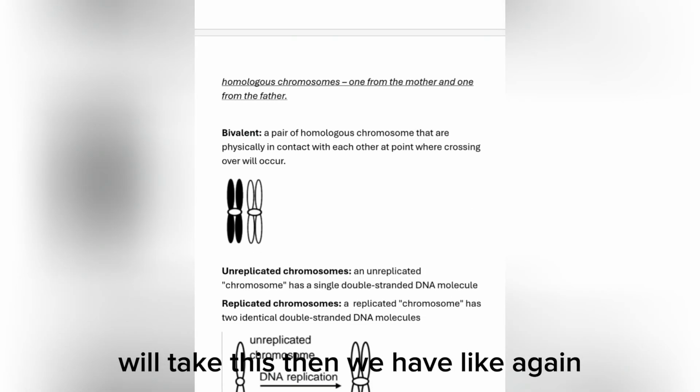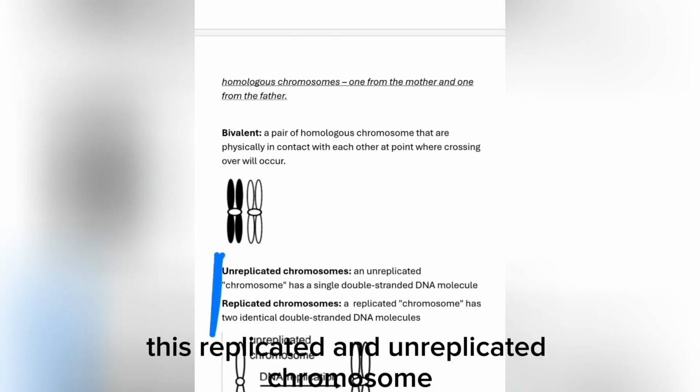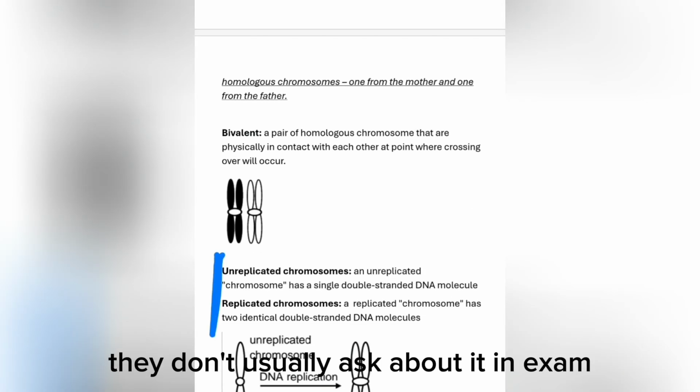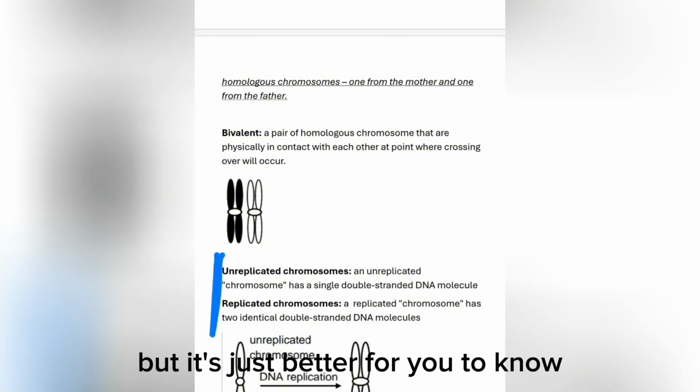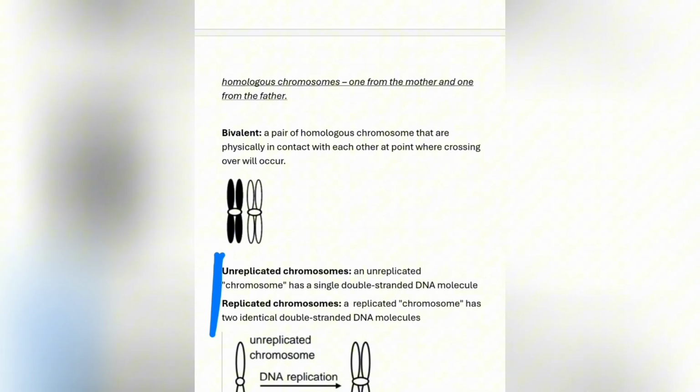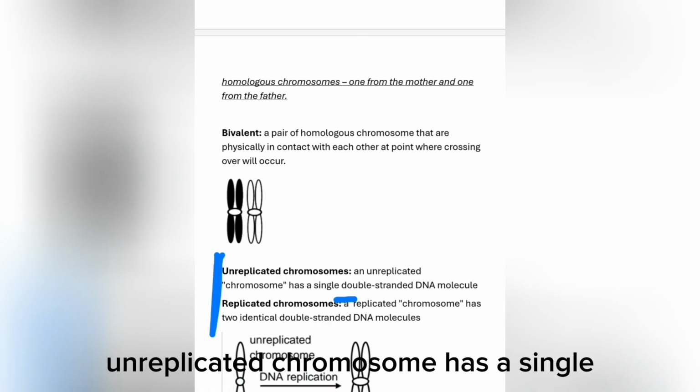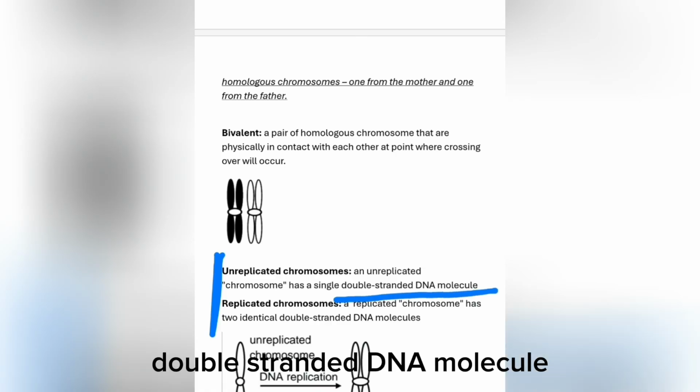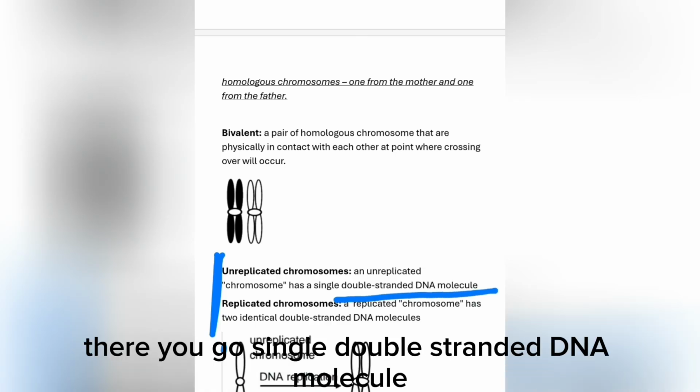Then we have again this replicated and unreplicated chromosome. They don't really ask about it in exam, but it's just better for you to know. So an unreplicated chromosome has a single double-stranded DNA molecule. There you go.